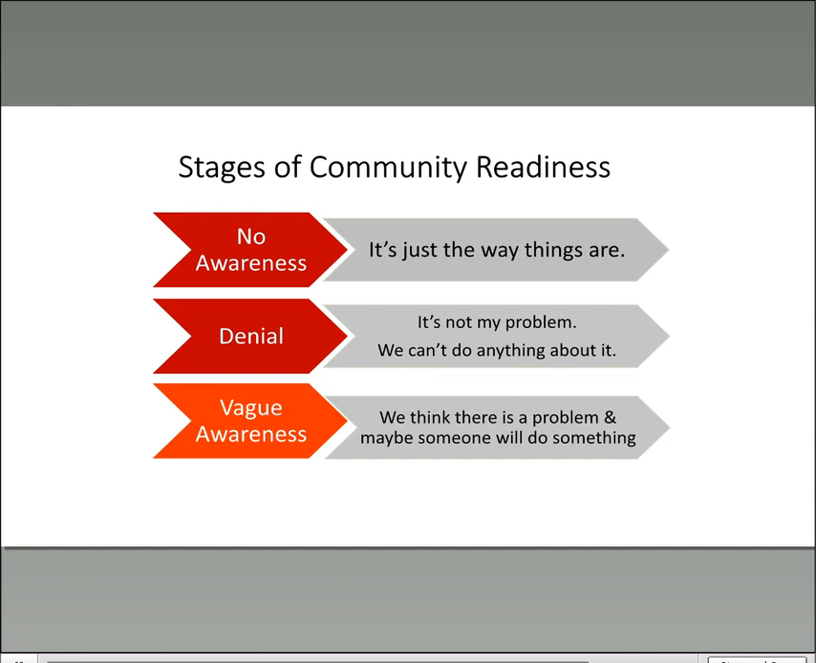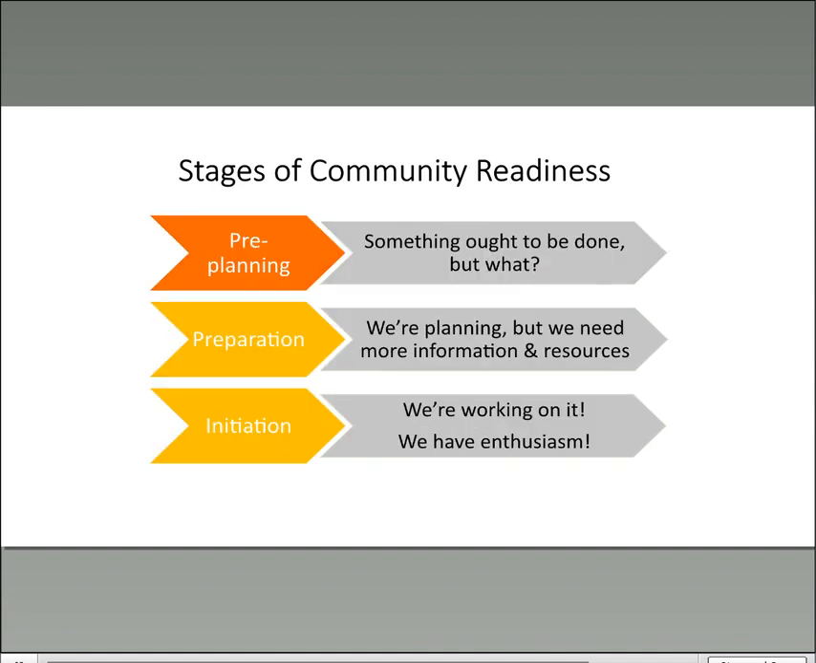The third stage is vague awareness. Well, we know there's a problem, but we're not sure who should address it, and maybe somebody will do something. Pre-planning is we know it's a problem, and we know something should be done. We know we probably should do it, but what is it that we should do? As we move into preparation, that's where we start planning, but we really do need more information and resources.